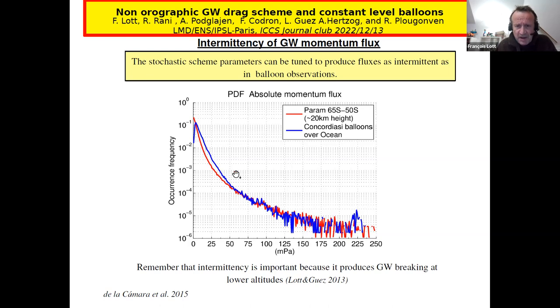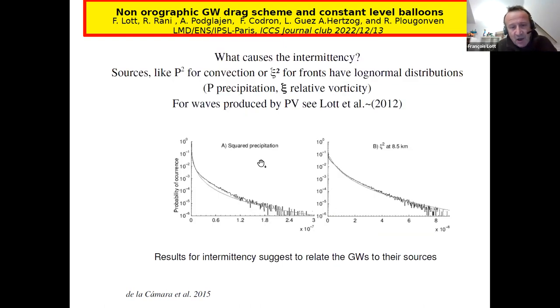And then you have here, the parametrization is doing about the same statistics as the balloons. And at a certain time, we were thinking that what the parametrization can do is having a statistical relation of that type. We were not thinking that the validation could be better than statistical. So we have tried to see why our schemes were producing a good relation with that. And we realized that when we make the statistics of the precipitation or square precipitation and another source term, which I don't talk about, which is about the mid-latitude source, you see that those things have this kind of intermittency. So this was telling us that a good part of the intermittency we have in the parametrization can be due to the fact that we relate the gravity wave to the sources.